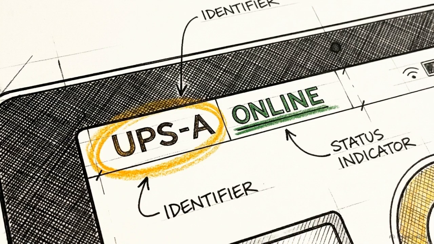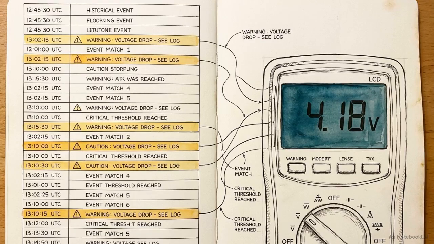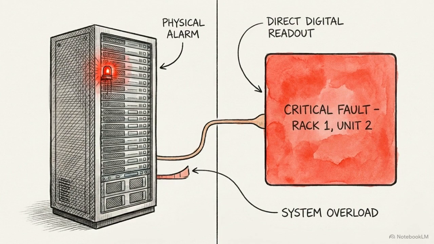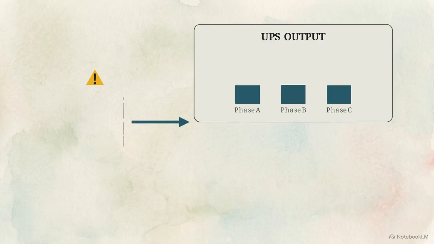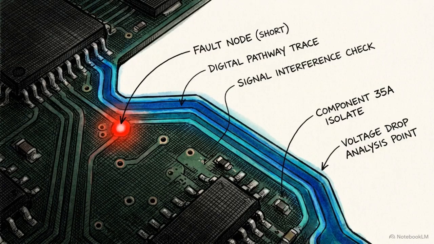When things go wrong, stick to a disciplined troubleshooting sequence. Identify the unit, confirm the mode, read the active alarms, review the history, check the measurements, and cross-reference the BMS. Use a symptom-to-screen approach. If you have an output overload, go straight to the UPS output and power module screens to verify phase balance and module redundancy. Let the specific fault dictate your digital investigation.